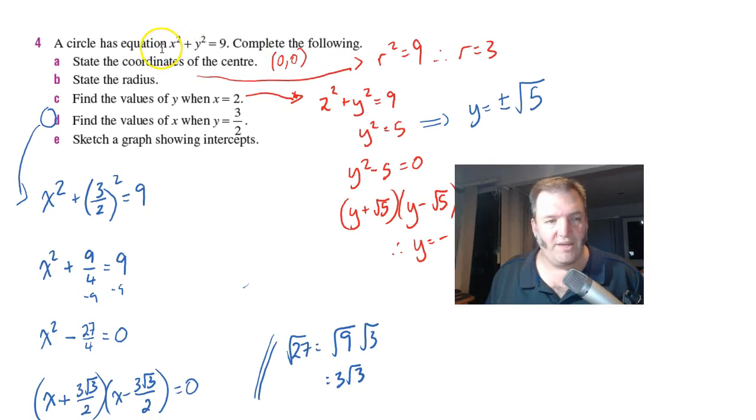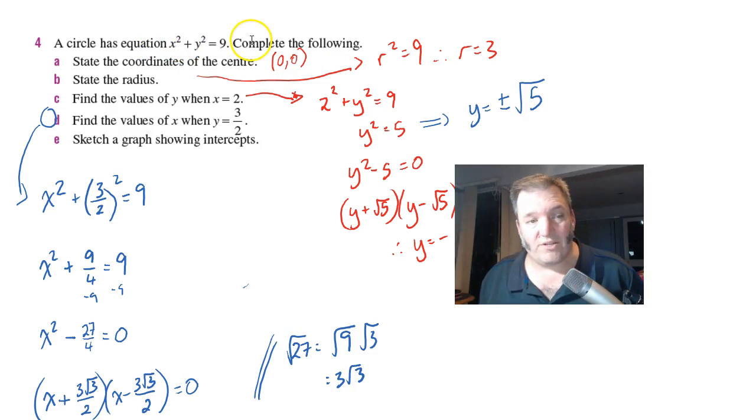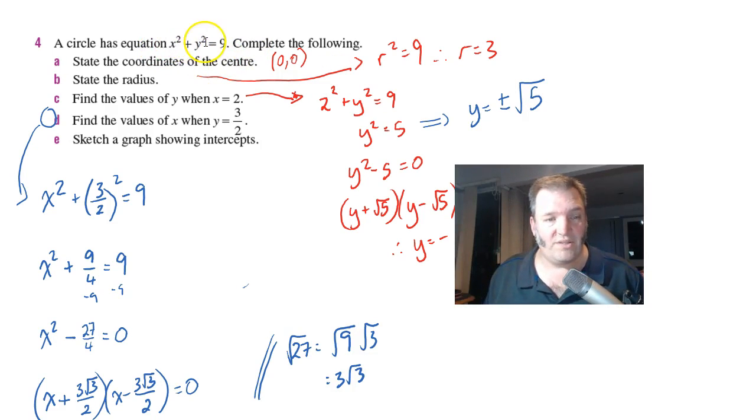We've got a little example here that we did. x squared plus y squared equals 9. Where's the center? Well, this time there's nothing being subtracted from x or y, so the center is the origin, 0, 0. The radius, remember this is r squared, that 9, so the square root of 9, 3. Find the values of y when x equals 2. So if I substitute in 2, I've got y squared equals 5, so y is plus or minus root 5.